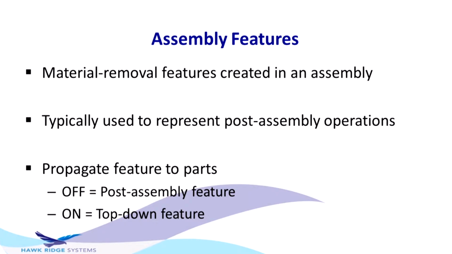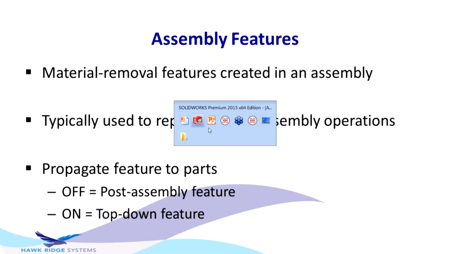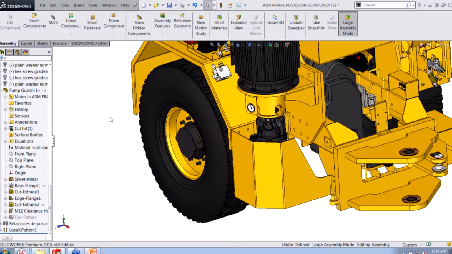Okay. So now we also have assembly features, right? And think of these as material removal features that are created inside the assembly. They're typically used to represent post-assembly operations, right? Things that are done after the components are assembled. And there's also a propagate feature to parts, which we'll talk about as well, right? But generally, when you're thinking about an assembly feature, you only want it in the assembly, right? So that's what SOLIDWORKS created. They created assembly features that only affect the assembly.